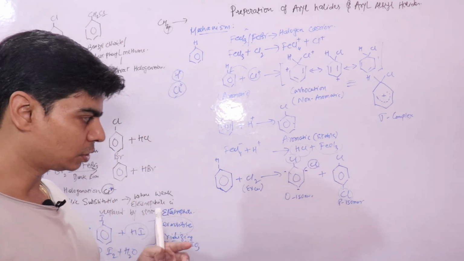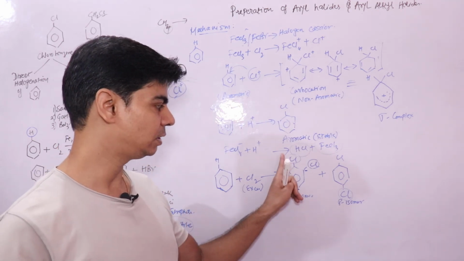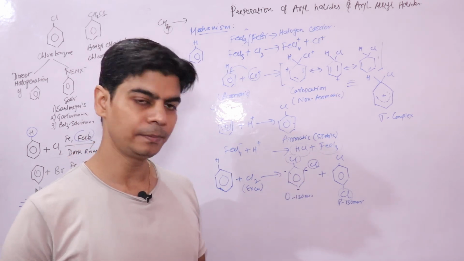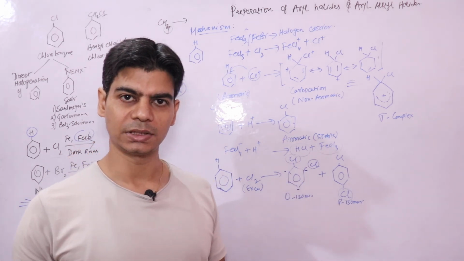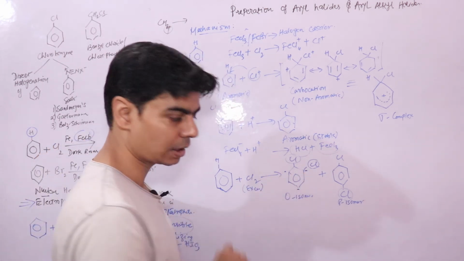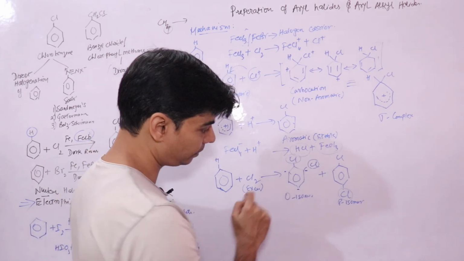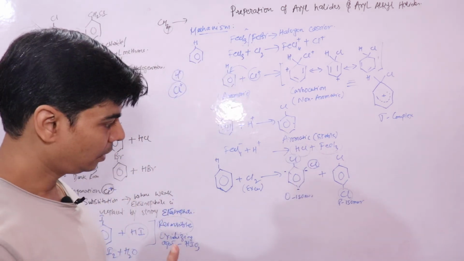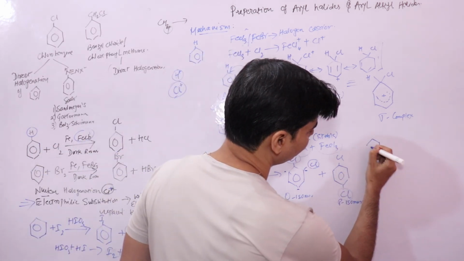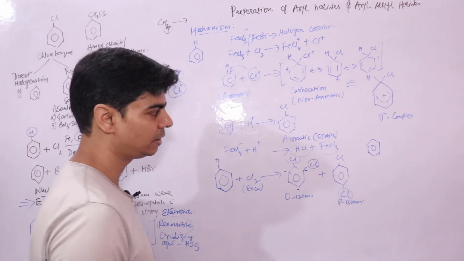The entry or the position of the second chlorine atom would be decided by the already present chlorine atom, right? And this already present chlorine atom decides the orientation of the incoming group, right? And this is ortho and para directing. It will direct the second chlorine atom at the ortho position and para position, right? And how it does that, I'll just give you a little introduction. We have done this in electrophilic substitution of aryl halides in detail.